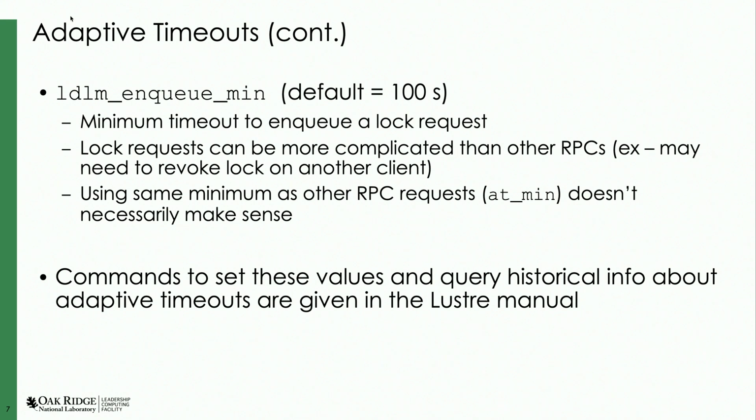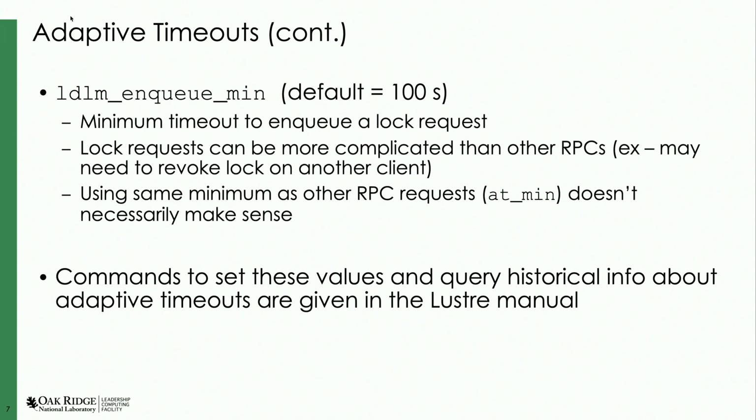So as a result, using a minimum value for this that matches ATmin doesn't necessarily make much sense, because those requests could be much more complicated than a simple bulk IO transfer. And so they use this parameter to set that minimum. And you'll notice the default value of this is 100 seconds, compared to the default value for ATmin, which is 0 seconds.